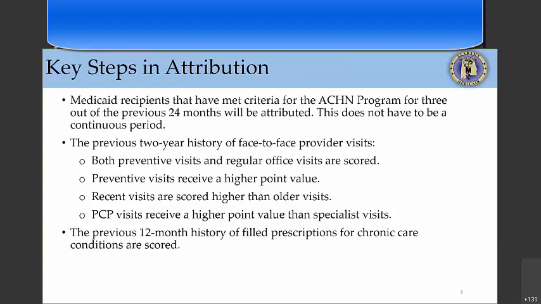Key steps in attribution. First, only Medicaid recipients that have met criteria for the ACHN program for 3 out of the previous 24 months will be attributed. This does not have to be a consecutive period of 3 months. A previous 2-year history will consider face-to-face provider visits. Both preventative visits and regular office visits will be scored, with preventative visits receiving a higher point value and recent visits being scored higher than older visits. PCP visits receive a higher point value than specialist visits. And finally, a previous 12-month history of filled prescriptions for maintenance medications will be scored.